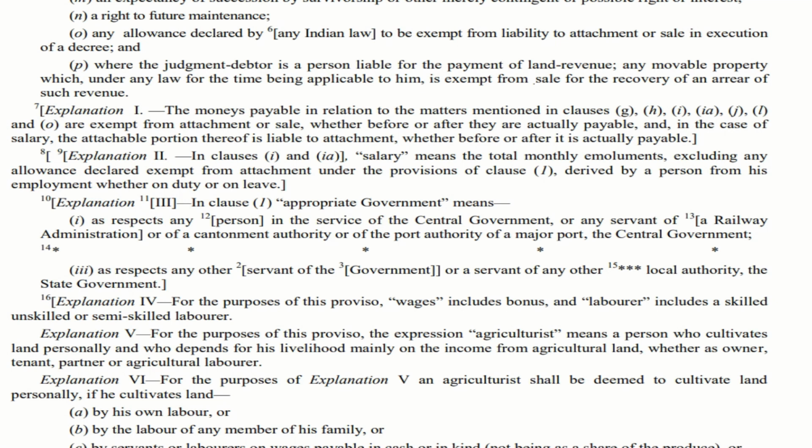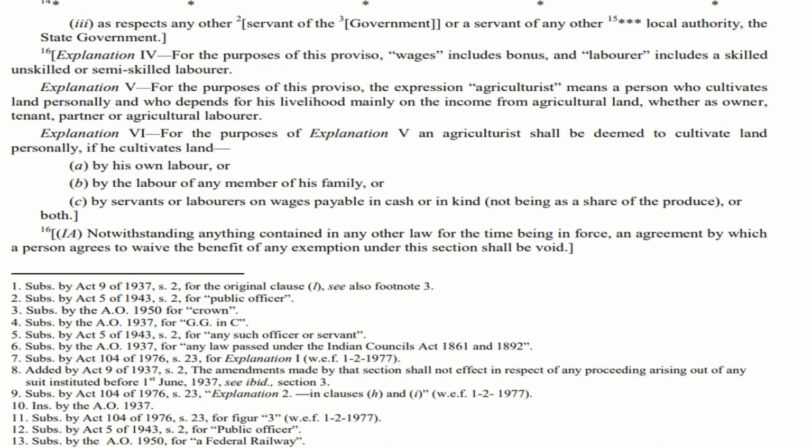What is covered under the term wages? Wages will include bonus also. This was asked once in a preliminary exam. Whether wages include bonus? The answer is yes. And whether a laborer includes a skilled laborer or unskilled laborer or semi-skilled laborer. The answer is yes. The word laborer includes skilled person, unskilled person, semi-skilled person. Next, let us move to explanation number 5.